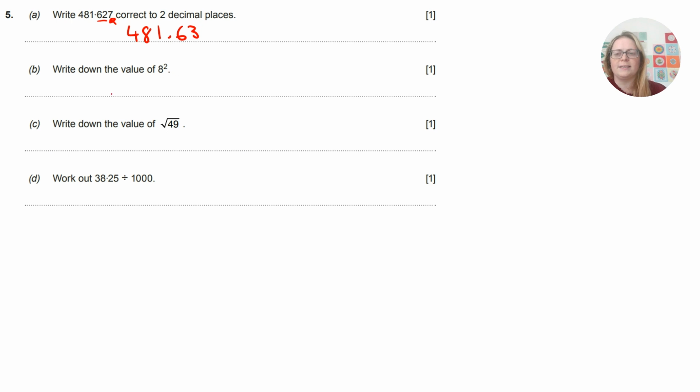Next question we got is 8 squared. 8 squared, well, that little 2 means it's a square number, which means it's multiplying by itself. So 8 times 8 gives us 64.